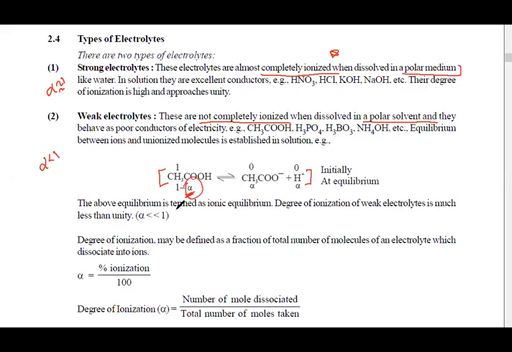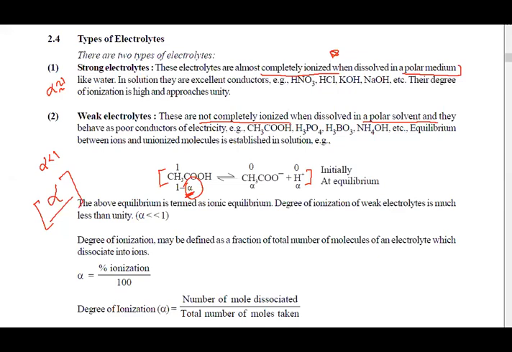Alpha is the degree of ionization. In chemical equilibrium, we study alpha as the degree of dissociation. Are they the same or different? It is the same, just the name has changed because the reaction has changed. As simple as that.